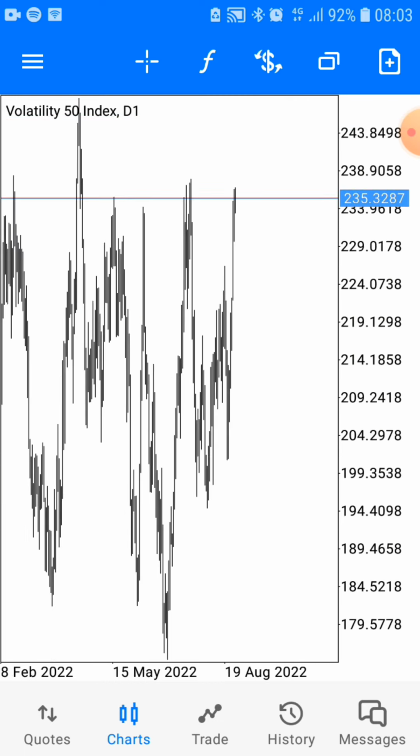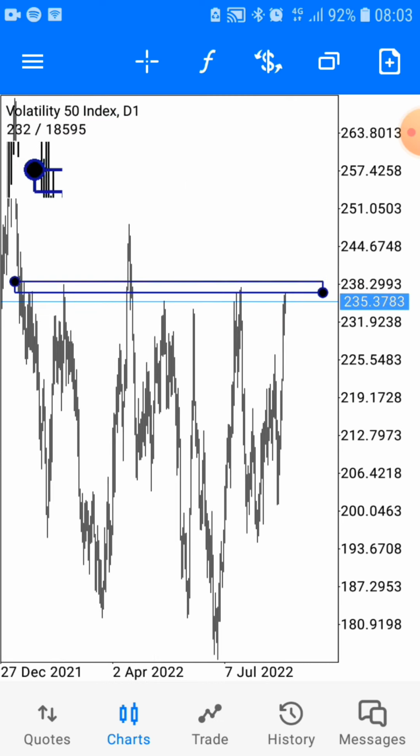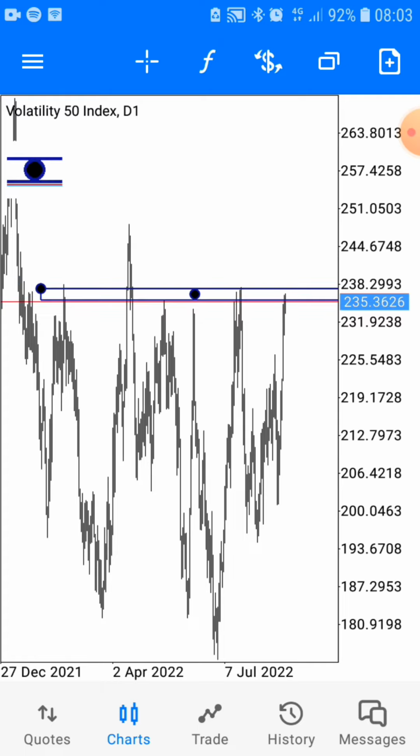So starting from the daily time frame, we noticed the market right now is on our resistance level. Now this level is very important for three main reasons. First, it is a major or a higher time frame level considering it has occurred on the daily time frame.